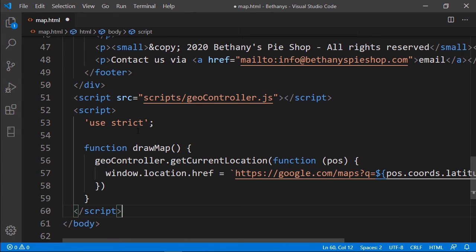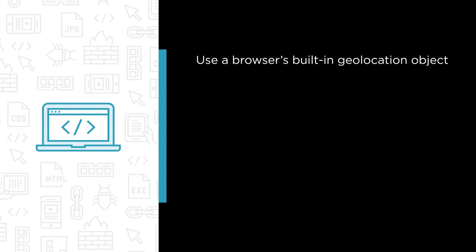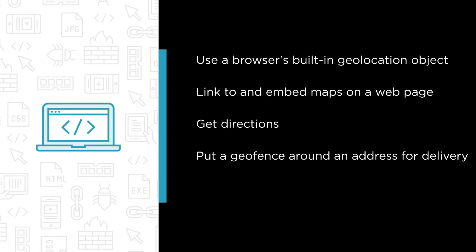To embed and put that user's location on a map takes just a few lines of code when using the Google Maps API. Some of the major topics you will learn in this course are: use a browser's built-in geolocation object, display a user's current location on a map, link to and embed maps on a web page, display markers, titles, and informational windows on a Google map, get directions from one address to another, display text directions on a page, put a geofence around an address for delivery area, and detect if an address is within that delivery area.